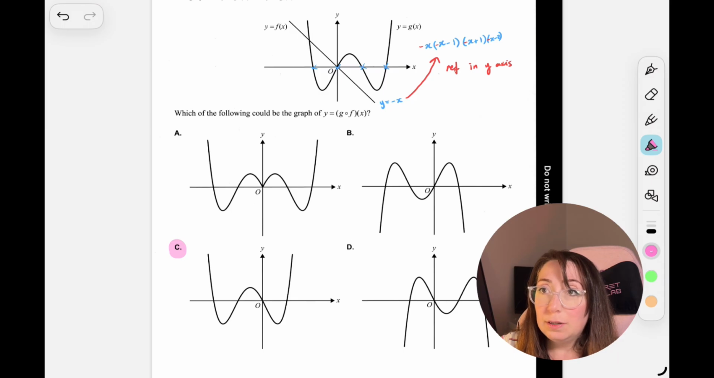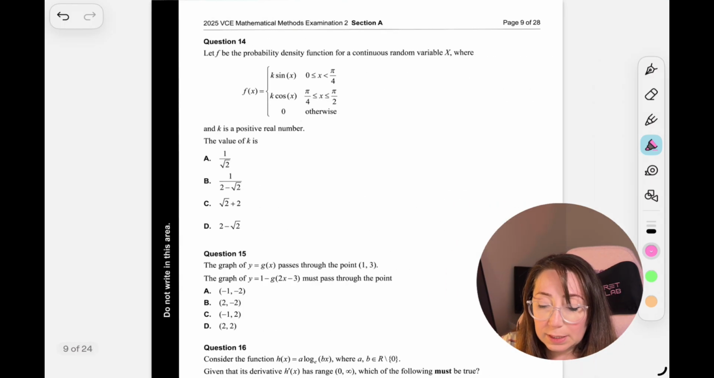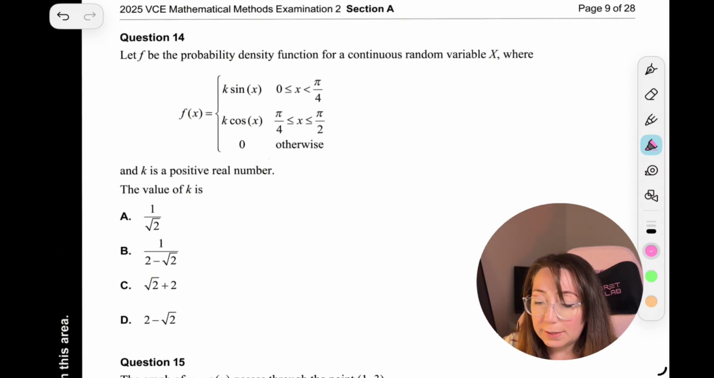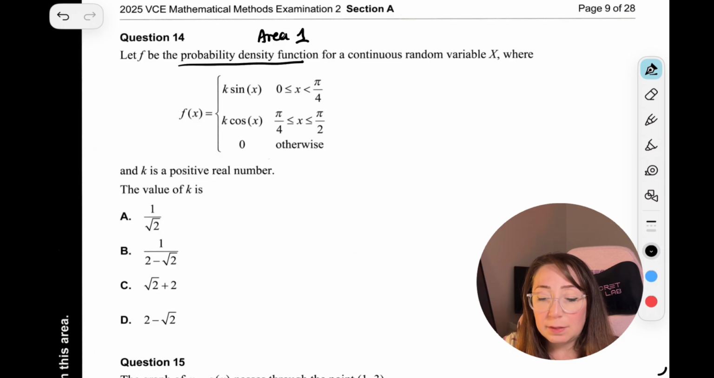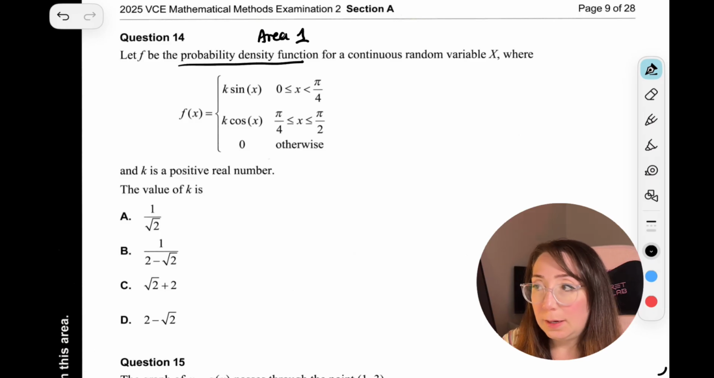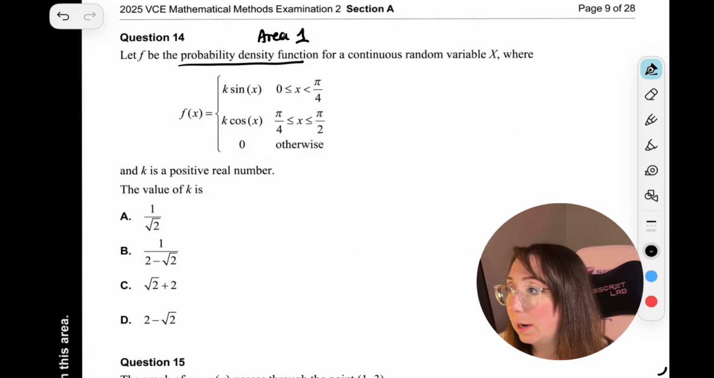Okay, next question, 14. We've got a probability density function, find the value of k. Nice and standard, so we know that a probability density function should have an area of 1. So basically I just need to define this function, make it equal to 1 in terms of the integral, and then we can solve for k from there. What we're going to do is define our function, f1 of x, and we'll do the hybrid function.